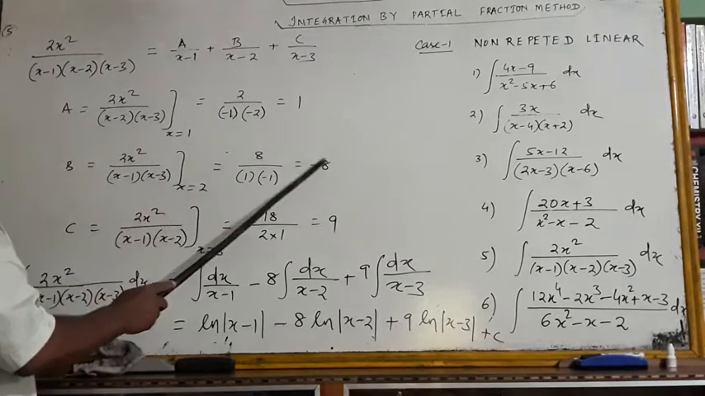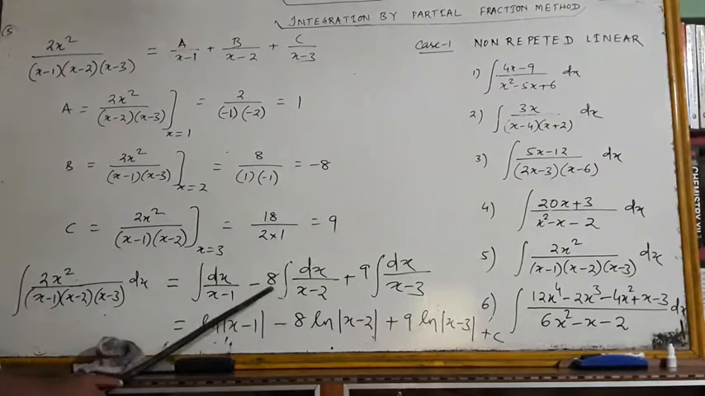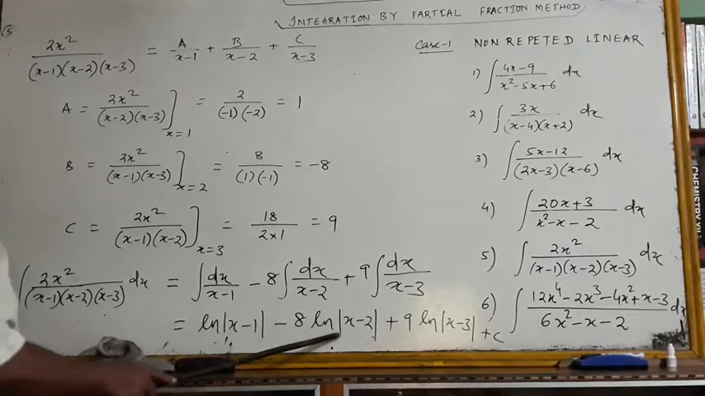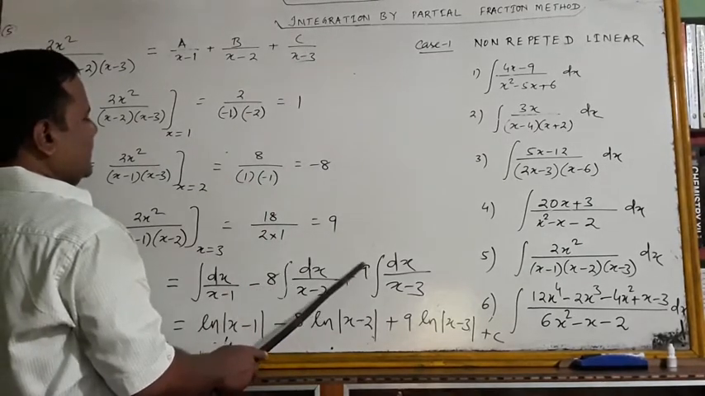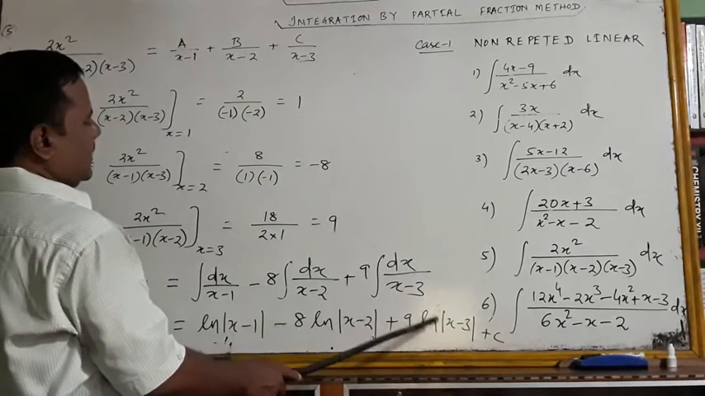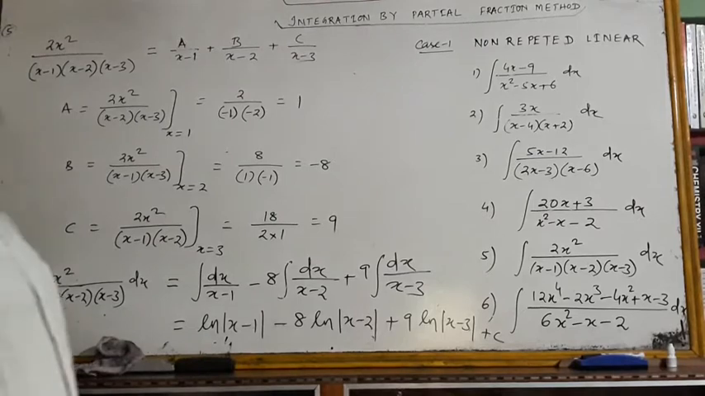And here b is what? Minus 8. You have to take outside minus 8. It becomes dx by x minus 2. And its integration result is minus 8 ln x minus 2. And here c is what? 9. And the integration is 9 will go outside dx by x minus 3. Okay.